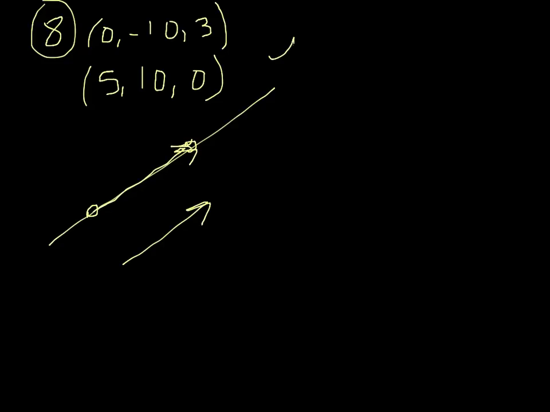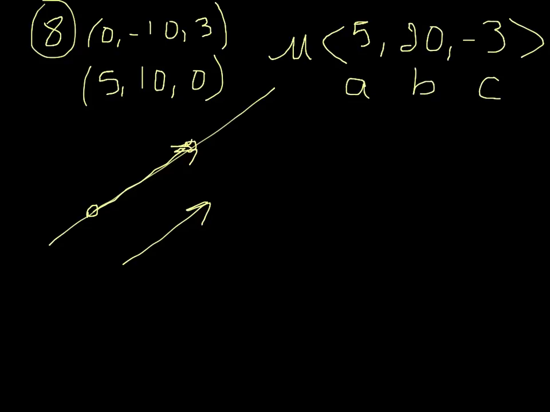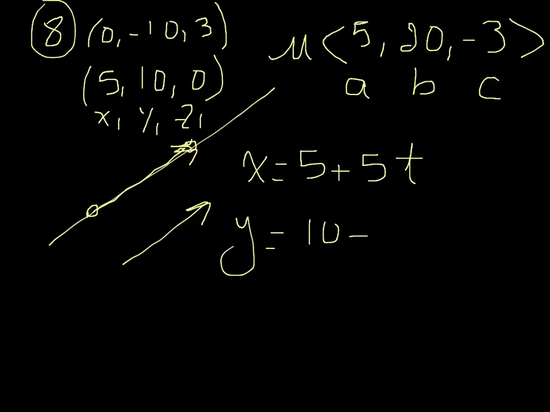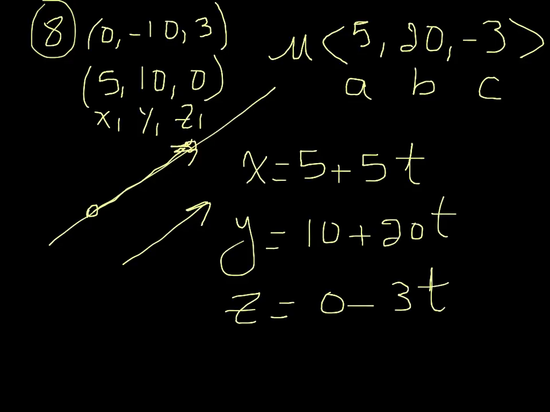So to put that vector in component form, that vector is going to be terminal minus initial for all 3 components, and the vector will be 5, 20, -3. We're going to call this one A, B, C. We're going to pick one of the points and call it x1, y1, z1. Okay, so now to write it in parametric form, x is going to give you 5 plus 5t, and y is equal to 10 plus 20t. z is equal to 0 minus 3t. That's the parametric form of the equation.